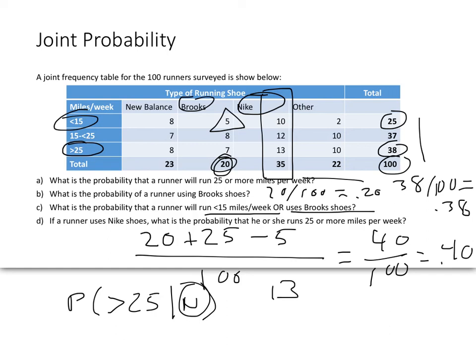In that case we have 13, looking at this one, more than 25, over 35. So our probability becomes just over 37% that a runner, given the runners using Nike shoes, is going to run more than 25 miles a week. So that's a conditional probability. When we're given that condition, that changes the way we calculate. We can still use the same information, but it changes how we look at it, and like I said, our denominator. All right, so that's our joint probability problem.